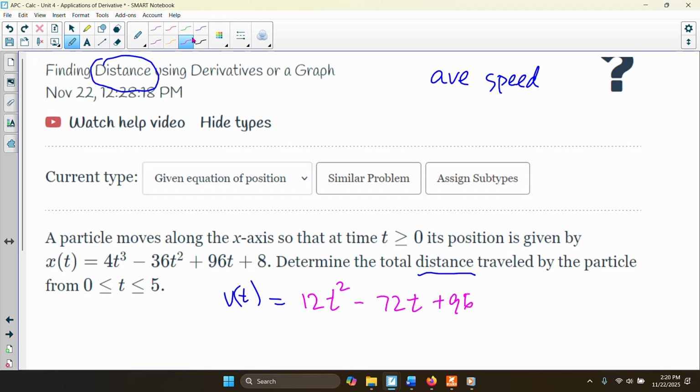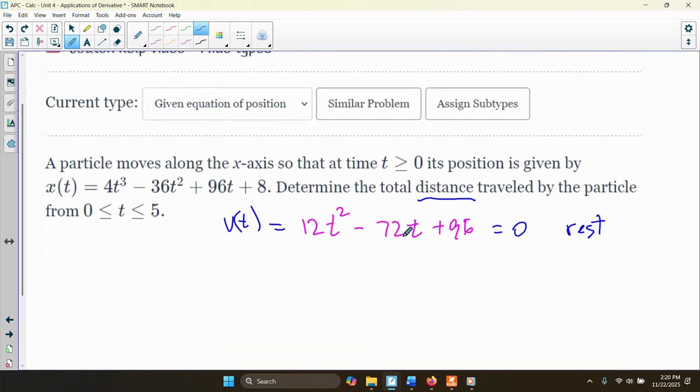Anyway, to get the sign chart, we set this equal to 0. This is your velocity. We set it equal to 0 to find when it was at rest, because to know when it turned around, we need to know when it came to a stop and then changed velocity signs. Now I'm going to factor this. Immediately I recognize that 12 goes into all of them, so effectively take 12 outside as a factor. So this is t squared minus 6t, and then 96 divided by 12 is plus 8.